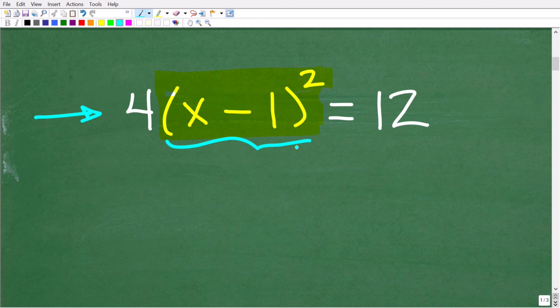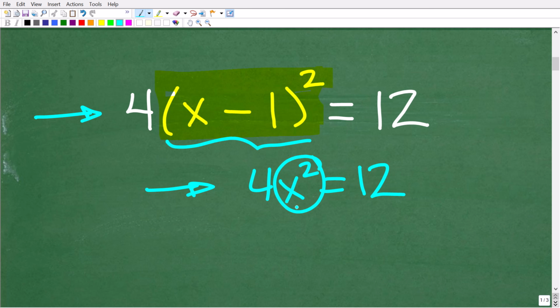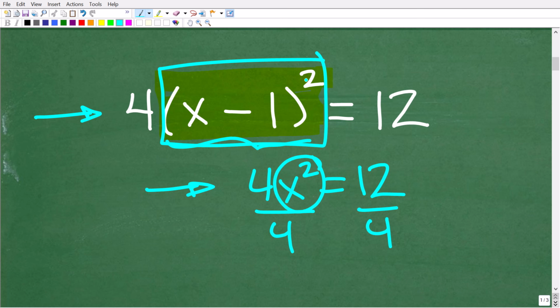So let me give you a simpler kind of example of what's going on here. Instead of (x minus 1) squared, what if I gave you 4 times x squared is equal to 12? Now hopefully you recognize that, oh yes indeed, I can isolate this x squared and solve for x by dividing both sides of the equation by 4. So that is exactly what we need to do here, but instead of isolating x squared, we're going to isolate this part right here, (x minus 1) squared. So when you're solving quadratic equations, you always want to be looking out for these squares because they do show up in equations like this.